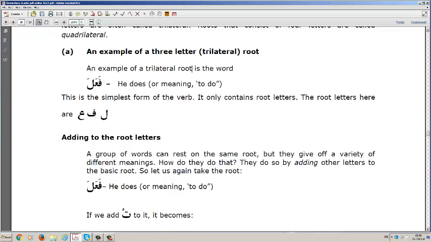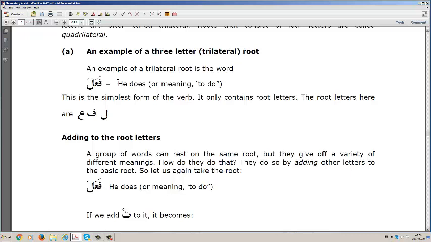So for example, if you take the word fa'ala, it means he does. Now kataba also means he does, and we'll learn this in the verbs, don't worry about it now. But if you say, for example, yaktubu, okay, yaktubu, which means he writes, you can also say yaf'alu, which means he does.